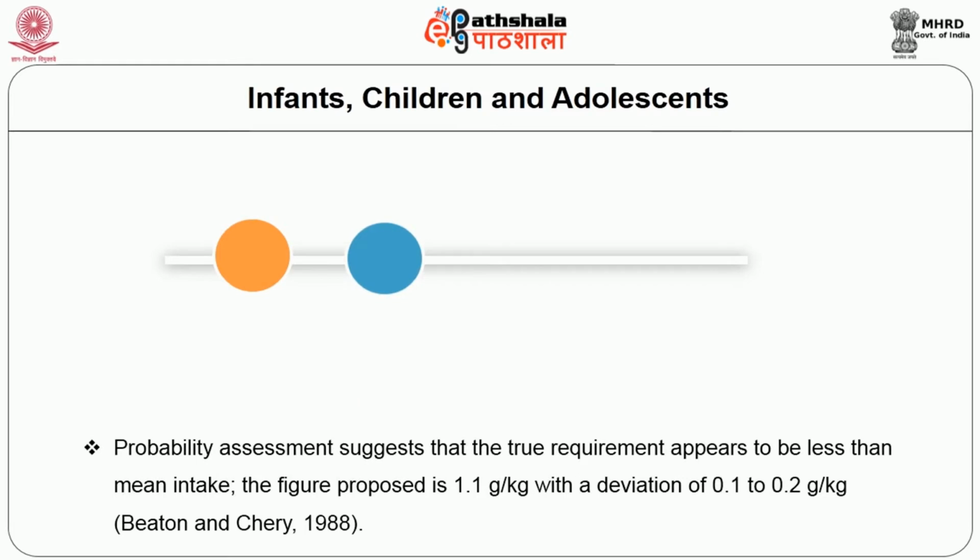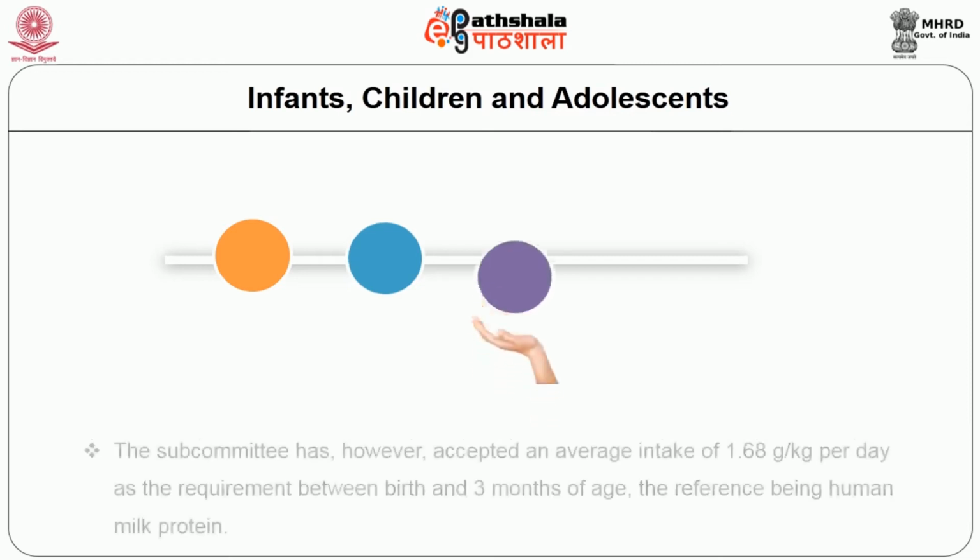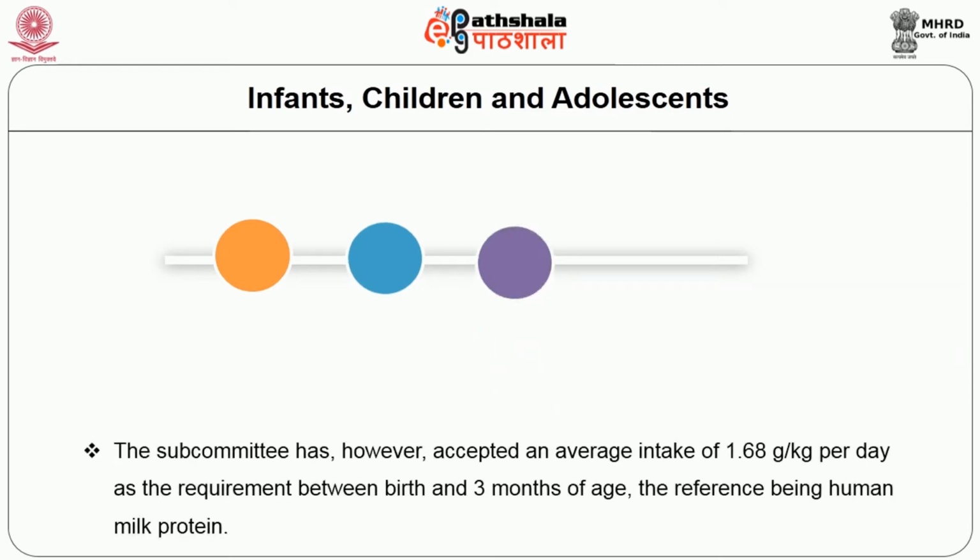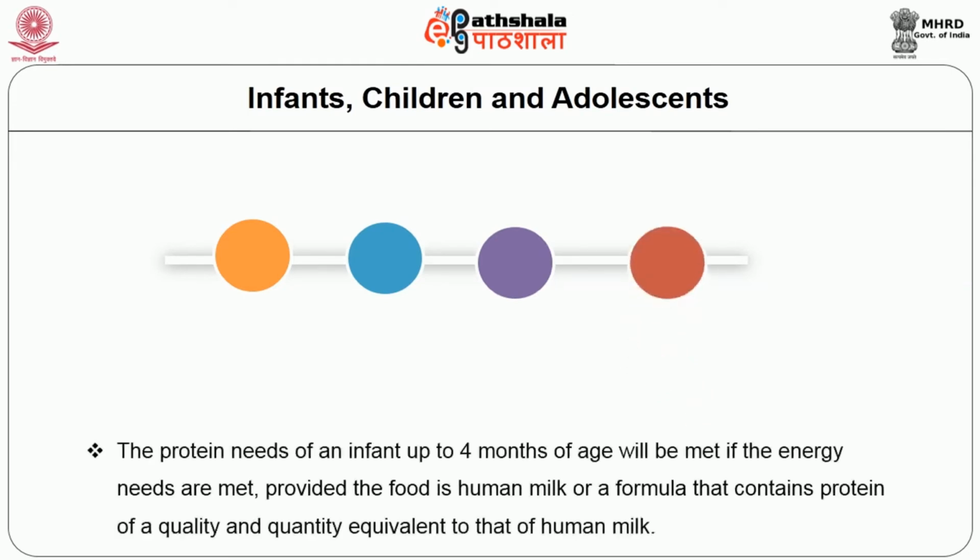Probability assessment suggests that the true requirement appears to be less than the mean intake. The figure proposed is 1.1 grams per kg with deviations of 0.1 to 0.2 grams per kg. The subcommittee has, however, accepted an average intake of 1.6 grams per kg per day as the requirement between birth and 3 months of age, the reference being human milk protein. The protein needs of an infant up to 4 months of age will be met if the energy needs are met by a diet containing protein of a quality and quantity equivalent to that of human milk.